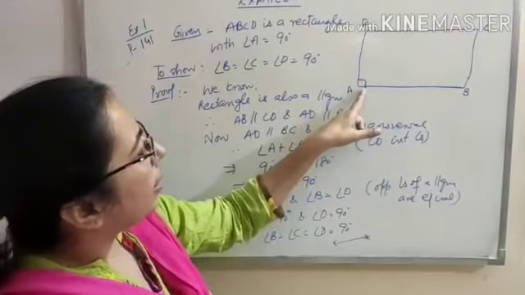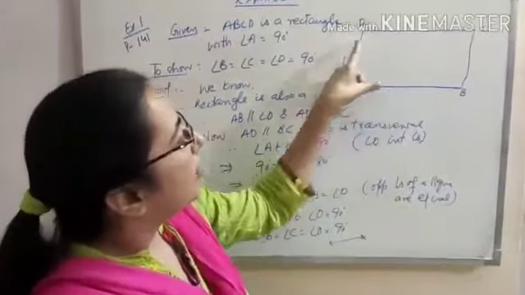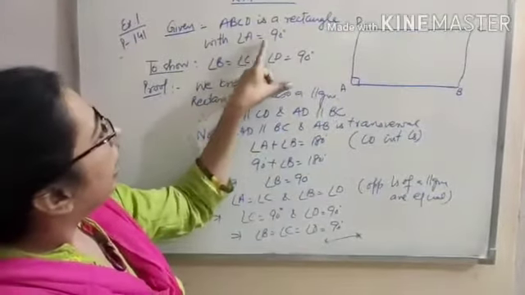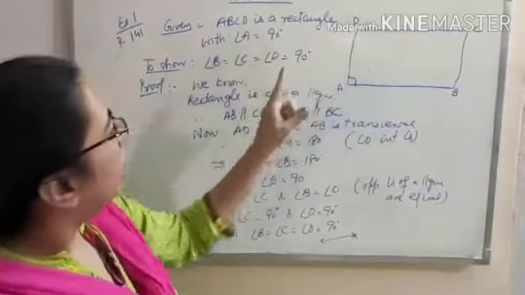Why are we taking it as 90 degree? Because from the definition of rectangle, a rectangle is a parallelogram with one angle 90 degree. So I am taking angle A as 90 degree. You have to show that all the angles are 90 degree.